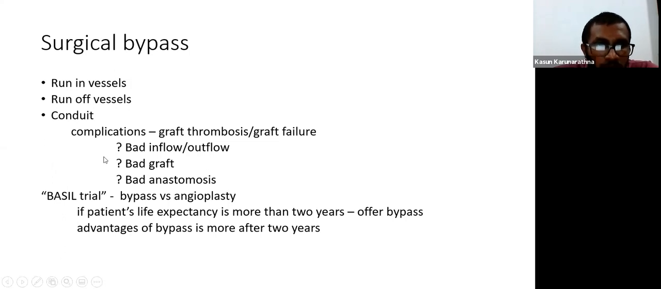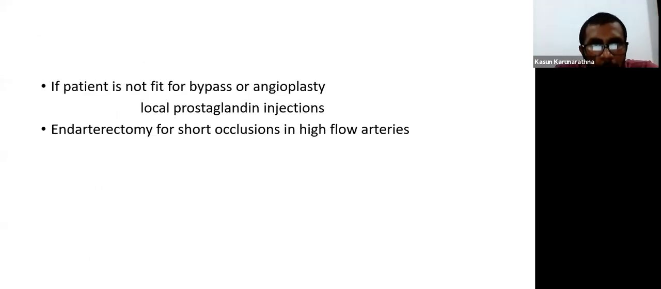According to the BASIL trial, a very popular trial, they have compared bypass to angioplasty. If the patient's life expectancy is more than 2 years, bypass is more preferable, because after 2 years, outcome of the bypass surgery is better than endoluminal interventions. Right? If patient is not fit for bypass or angioplasty, then comes local prostaglandin injections, and endarterectomy for short occlusions in high flow arteries.